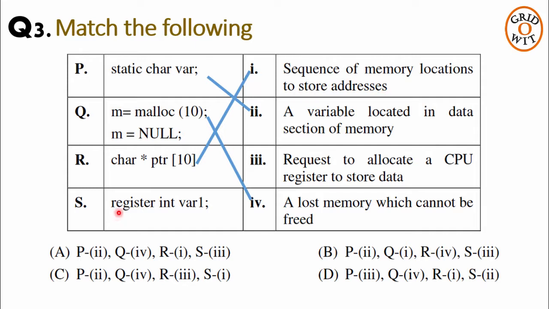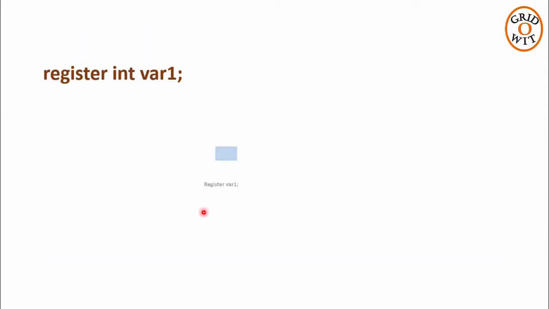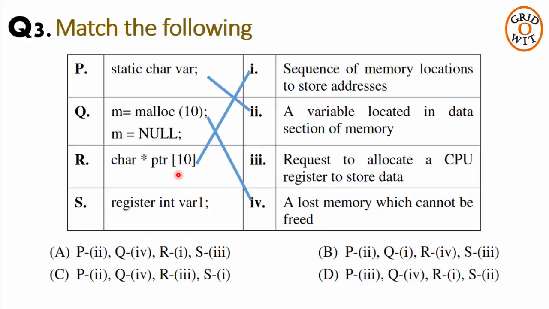Next statement is register int var1. With this statement, a variable named var1 will be stored in the register instead of RAM. This is generally used for faster access. So the option which matched to it is request to allocate a CPU register to store data. So the correct answer to this whole question of match the following is option A.